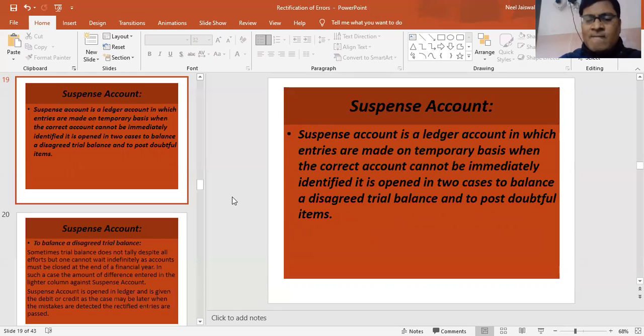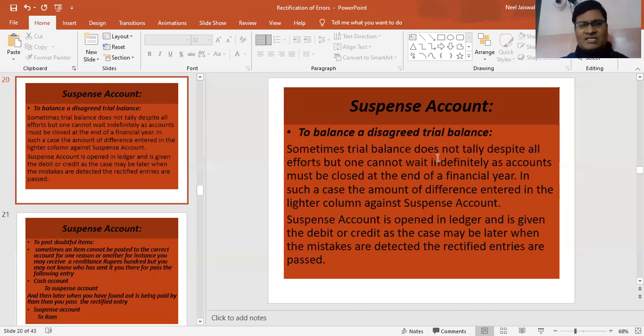If it's a debit balance, it will go in the asset side of the balance sheet. If it has a credit balance, then it will go in the credit side, that means the liability side of the balance sheet. Sometimes that is only written over here. Suspense account is opened in the ledger and is given the debit or credit as the case may be. Later, when the mistakes are detected, rectification entries are also passed, and we open a different account also.